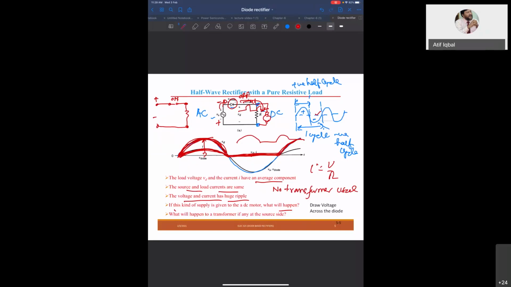And the next question is, what will happen to a transformer if there is one at the source side? As I told you, the AC current and the DC current are the same in this case, so we avoid using a transformer. Otherwise, the transformer will not work. It will saturate. Now draw the voltage across the diode. How will the diode voltage look?